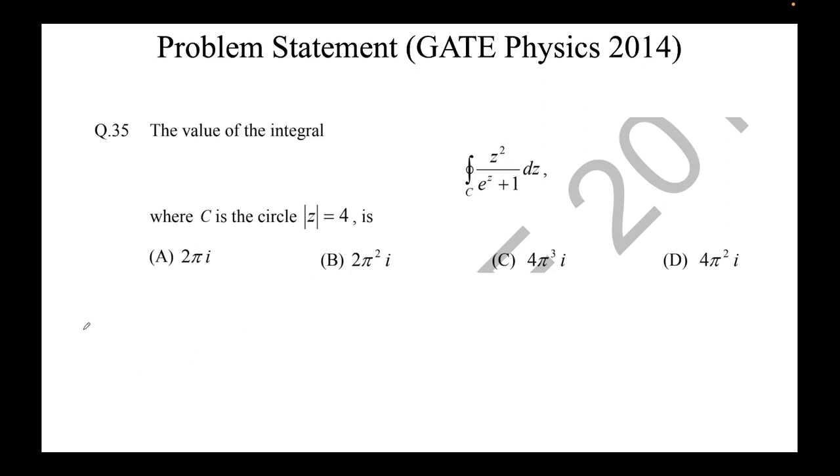So if I use the limit approach, that will be the limit as z tends to i pi of z minus i pi times z square over the denominator. I think so, but we need to evaluate this. How do I do this? This is a 0 by 0 form. What I can do is apply the L'Hospital rule. How do we do that?